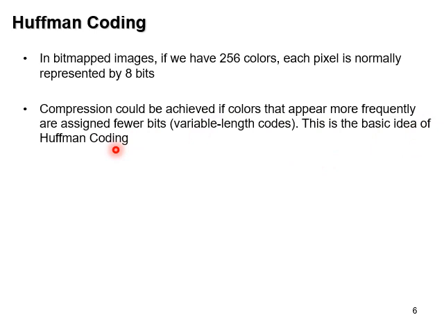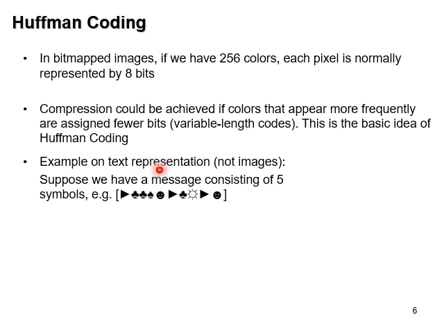So to explain the idea, let's see an example. And let's assume an example that's not images. We're not talking about images. Let's assume we have text representation. And let's assume that someone would like to store or send that message. Okay? This message has 5 symbols, which are this symbol, this one appeared like 3 times, this symbol, this one, and this one.